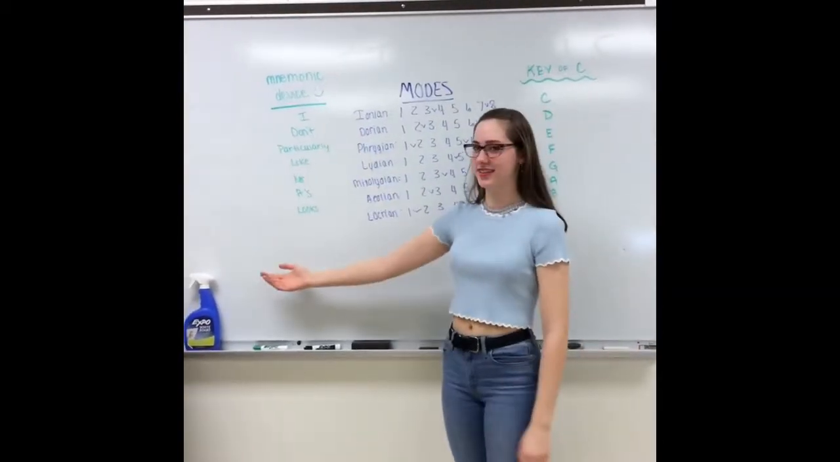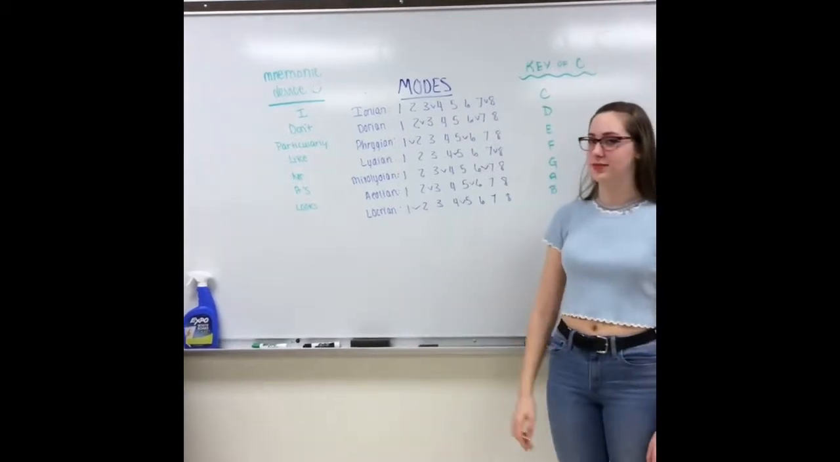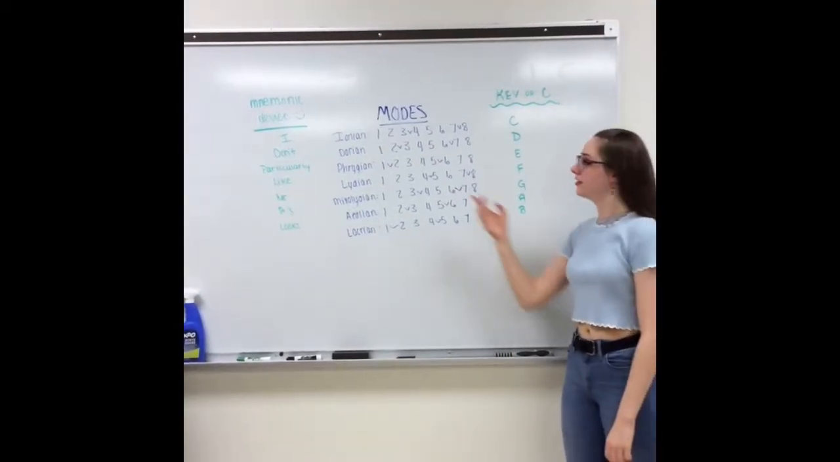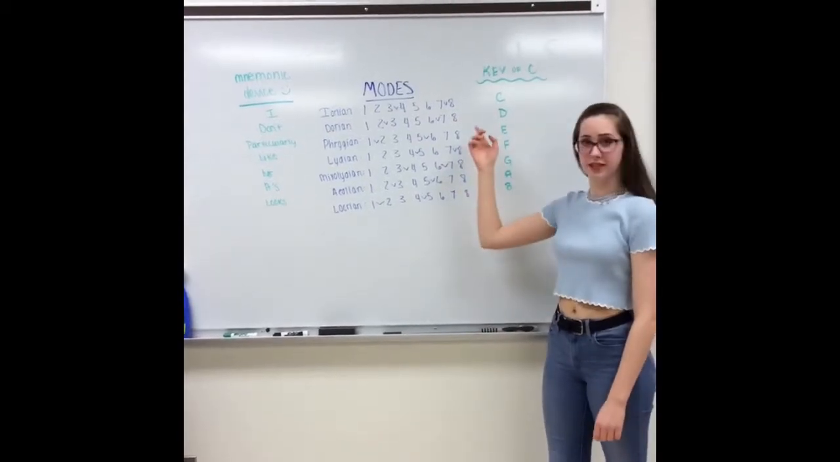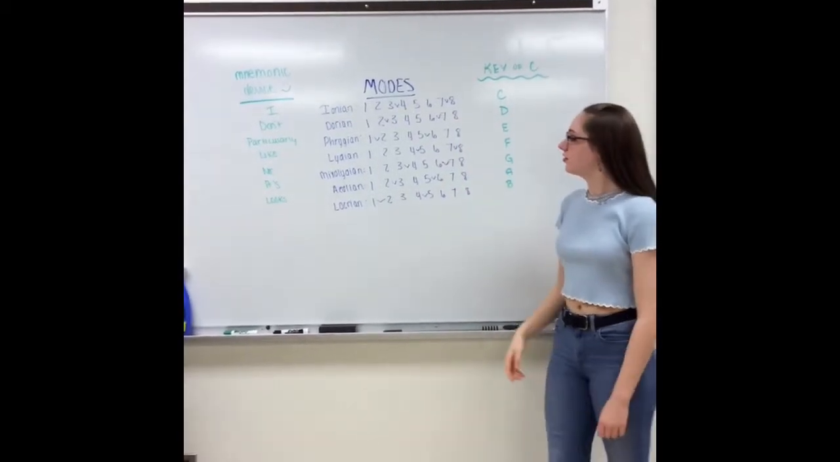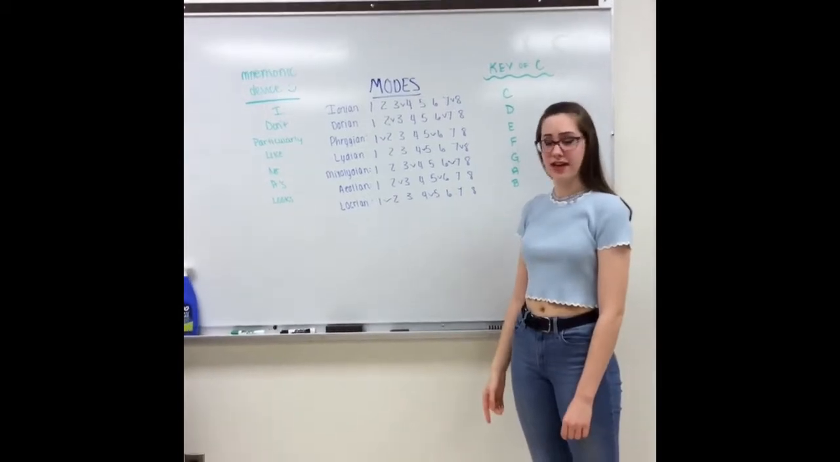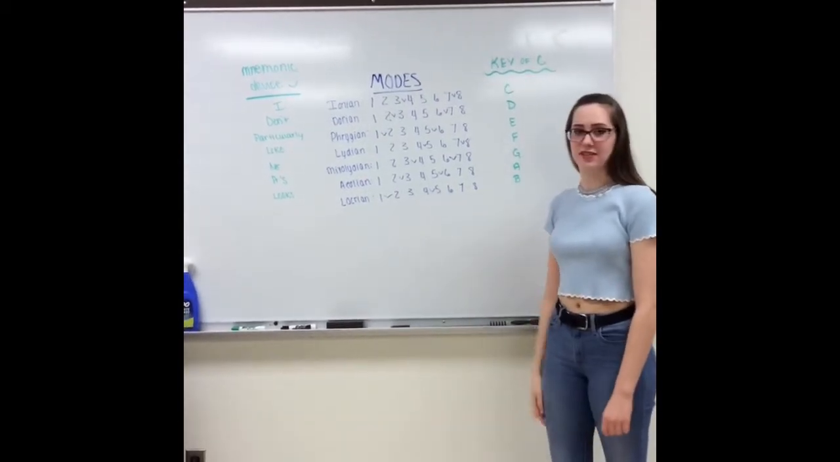So this is a mnemonic device to help you remember. If you're in the key of C, your Ionian mode would be the C major scale. And to get to Dorian, you would go to the next scale degree, which is D. Because of the key signature, no sharps or flats, your half steps would be in the right spaces.